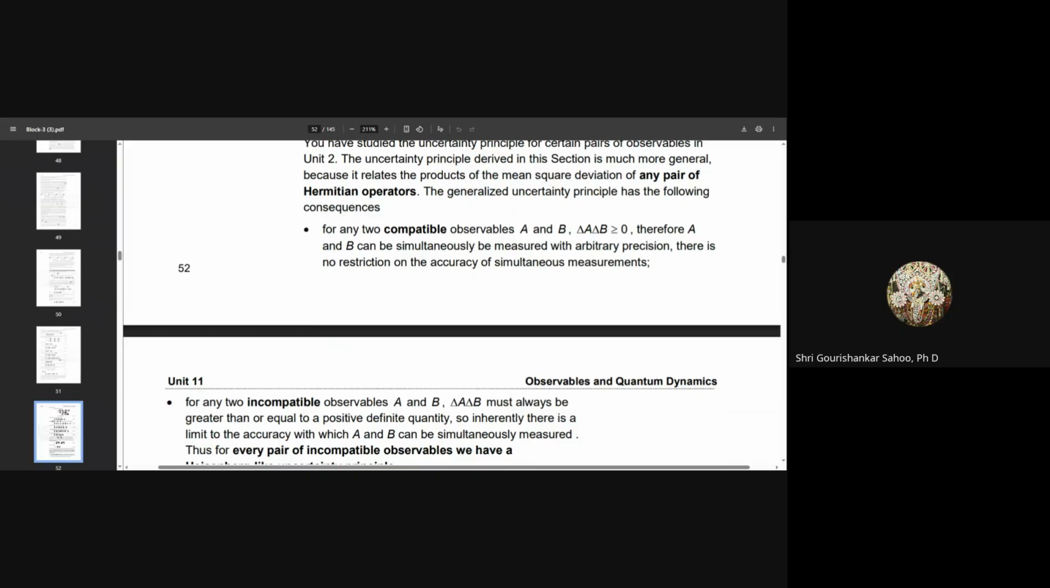For any two compatible observables A and B, del A del B is greater or equal to 0. Therefore, A and B can be simultaneously measured with arbitrary precision, and there is no restriction on the accuracy of simultaneous measurements. For any two incompatible observables A and B, del A del B must always be greater than or equal to a positive definite quantity. So inherently there is a limit to the accuracy with which A and B can be simultaneously measured.